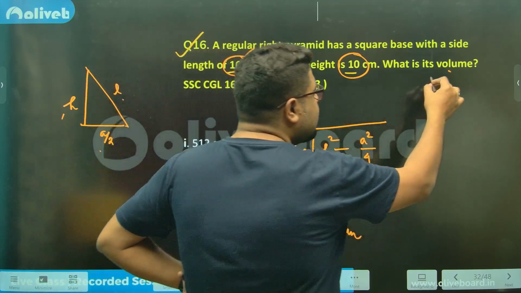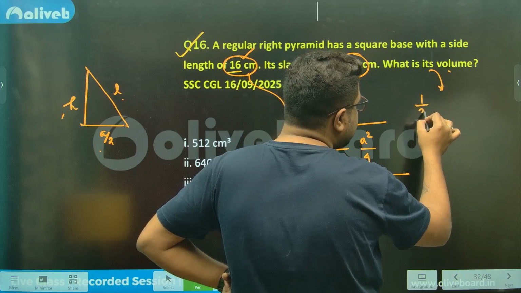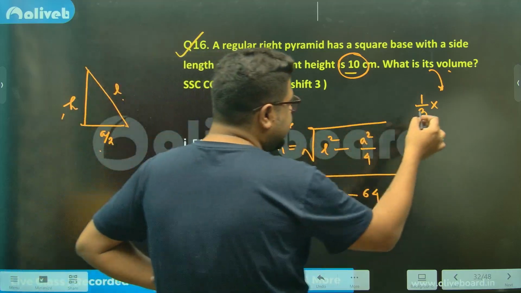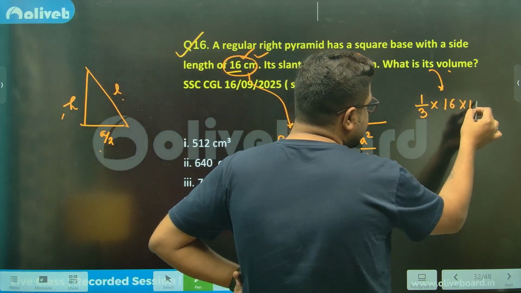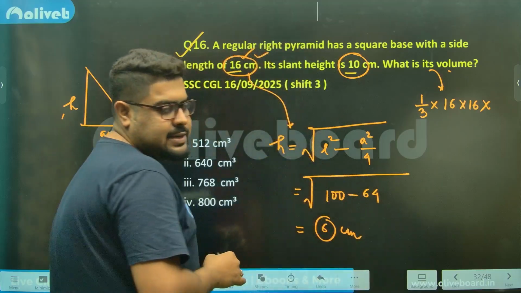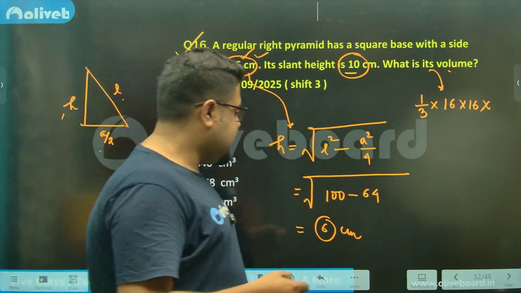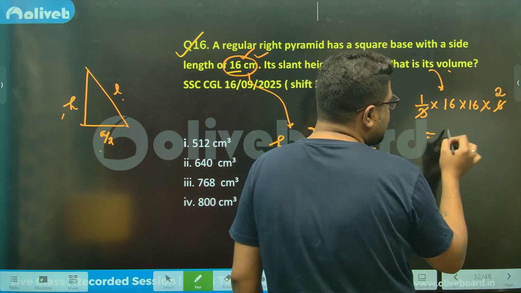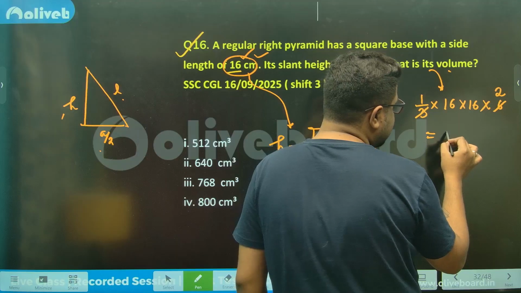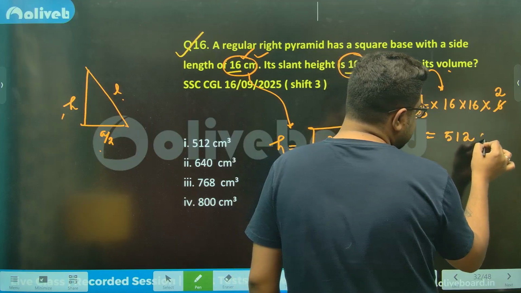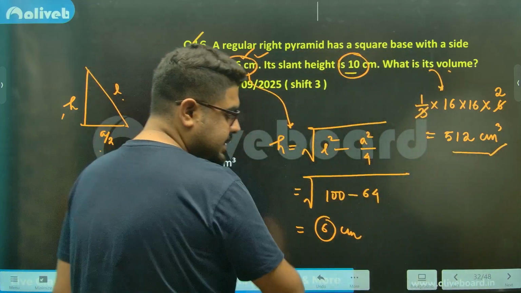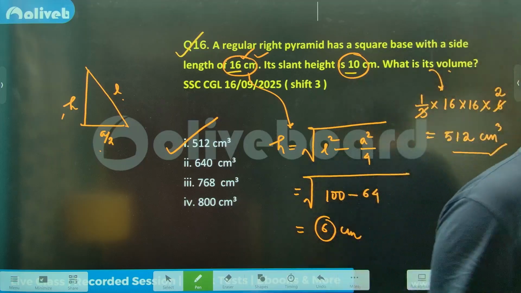Volume will be how much? 1/3. Base is a square having side 16. So area is 16 square into height is 6. So 256 into 2, 512. Centimeter cube. That's my answer. Option number 1.